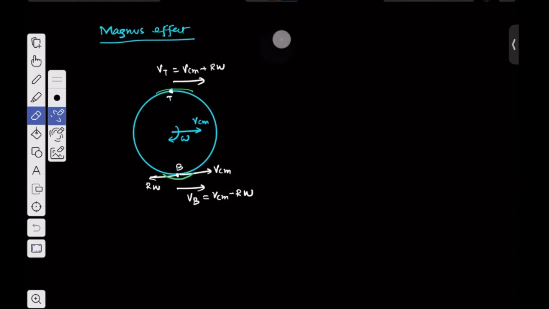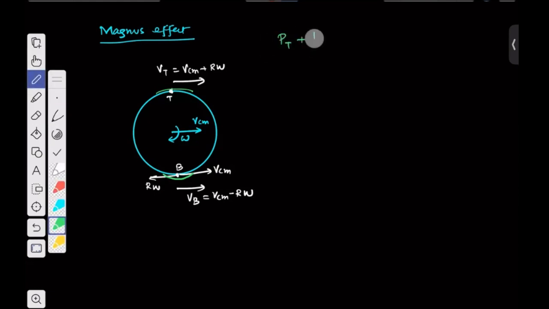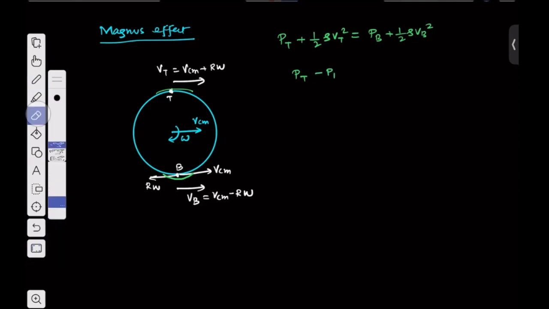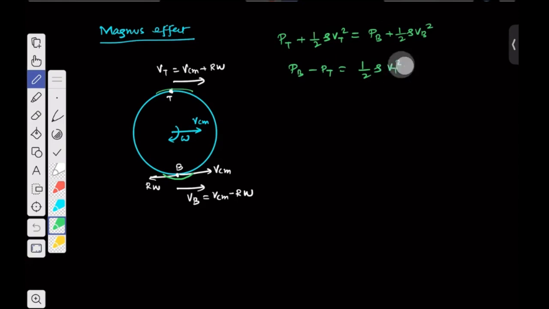So what we have is pressure at the top plus half rho Vt square must be equal to pressure at the bottom plus half rho Vb square. Now pressure at the bottom minus pressure at the top is going to become half rho Vt square minus half rho Vb square. And we know the velocity at the top is more than the velocity at the bottom. So this term will be more than 0, so Pb minus Pt must be more than 0.